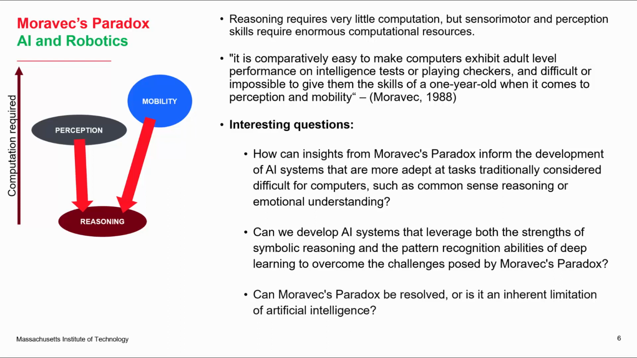How can insights from Moravec's paradox help us develop future AI systems that are experts in tasks traditionally considered difficult for computers, such as common sense reasoning or emotional understanding, or even recognition under extremely severe, unfavorable conditions? One avenue to explore to attain human-level performance could be the fusion of the strengths of symbolic reasoning and the pattern recognition abilities of the most recent deep learning revolution. However, the methodologies for fusion are subject to further investigation.